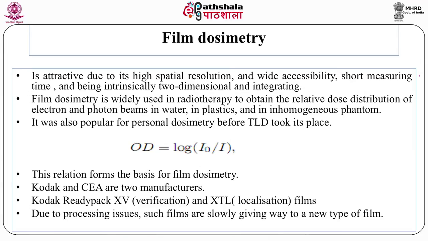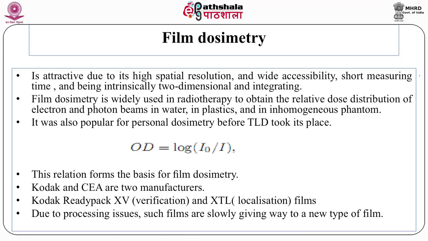Another form of dosimeter or detector is film dosimetry. It is attractive due to its high spatial resolution and wide accessibility, because films are available everywhere. It has a short measuring time and is intrinsically two-dimensional and integrating. Film dosimetry is widely used in radiotherapy to obtain the relative dose distribution of electron and photon beams in water, in plastics, and in inhomogeneous media. In fact, before the use of TLDs became very routine for personal dosimeters in radiation protection, films were used. They used to be called film badges for personal radiation protection dosimetry.